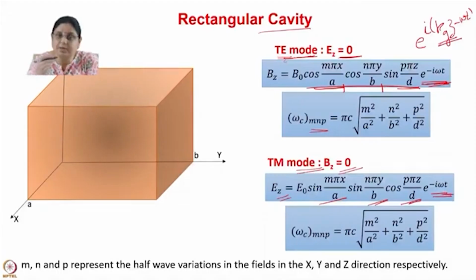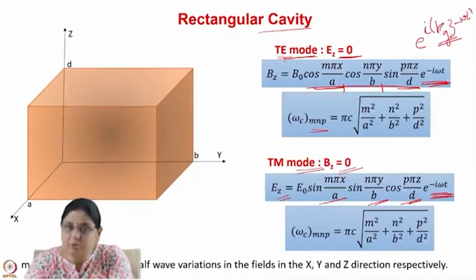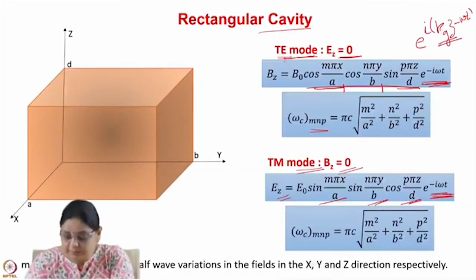So just remember the case of the stretched string. In the stretched string also, there is no propagation in space. The ends have zero displacement and the center point has maximum displacement. But there is always variation with time. Just like that, here there is variation with time but no propagation in space.